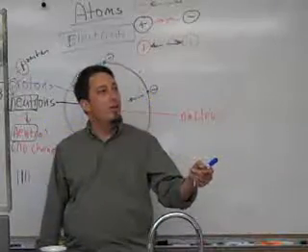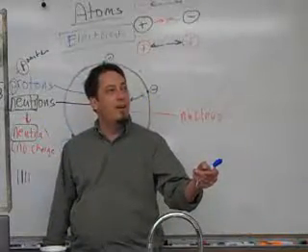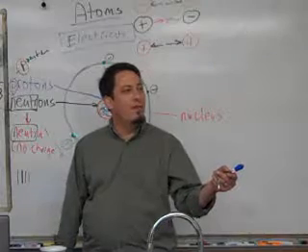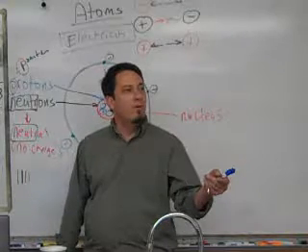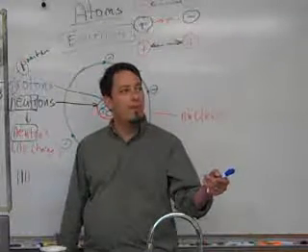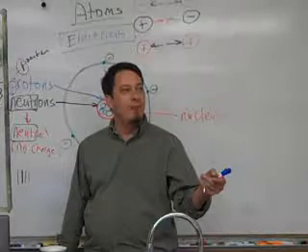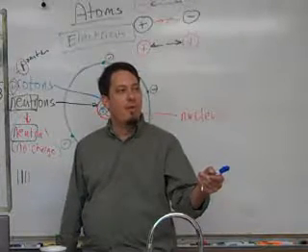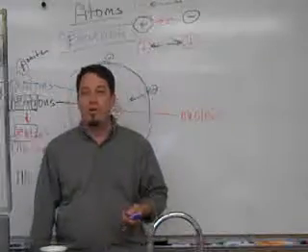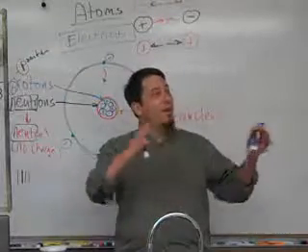1, 2, 3, 4, 5, 6, 7, 8, 9, 10. It's neon. And then all the way up to number 114, ununquadium. Actually, ununoctium has now been discovered too. Number 118. That has 118 protons. And so they get bigger as you go through the table.